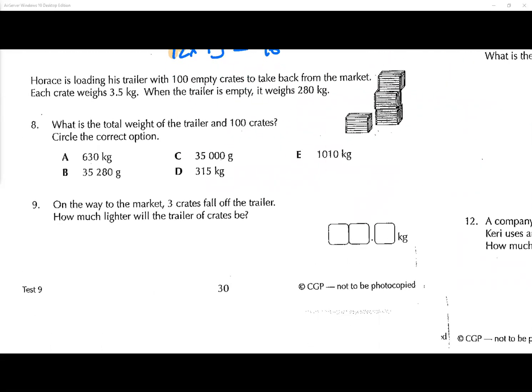Mara, since you're here on this question, read the next question for me, please. Horace is loading his trailer with 100 empty crates to take back from the market. Each crate weighs 3.5 kilograms. When the trailer is empty, it weighs 280 kilograms. What is the total weight of the trailer and 100 crates? Circle the option. Okay. What was your option for number 8? It was 630 kilograms.